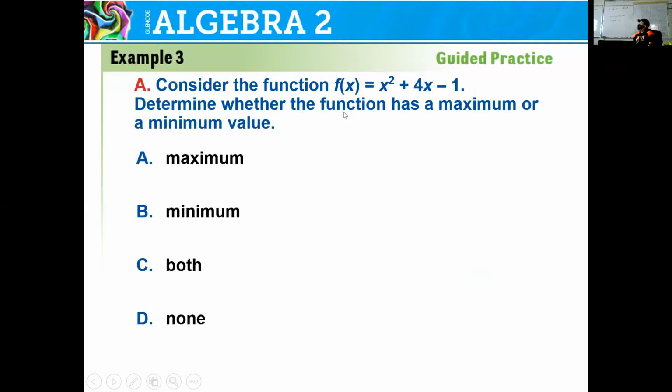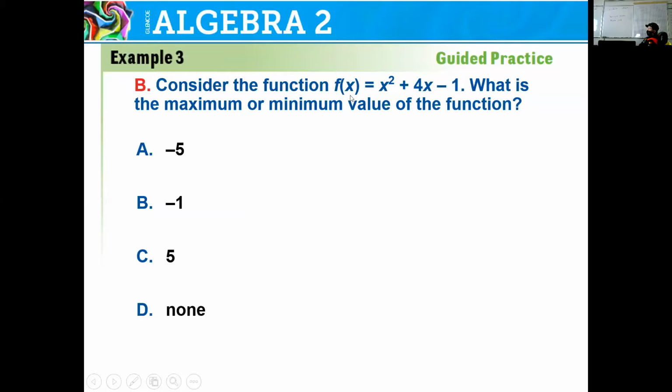Okay, consider the function x squared plus 4x minus 1. Determine whether the function has a maximum or minimum value. So we have a positive a value, so we know that we have a minimum, because our parabola is opening up.